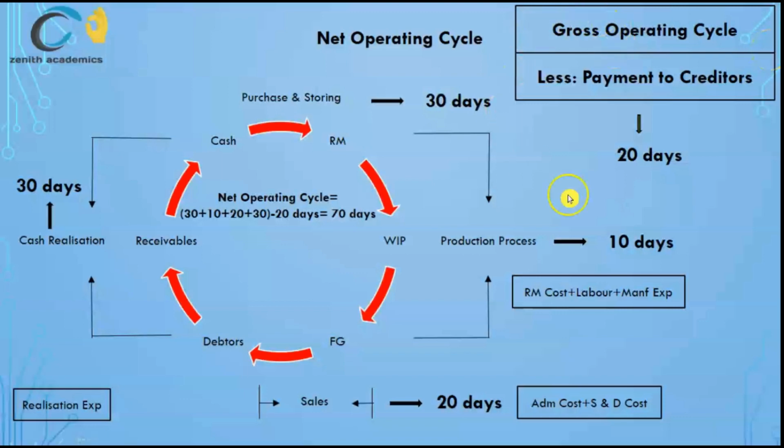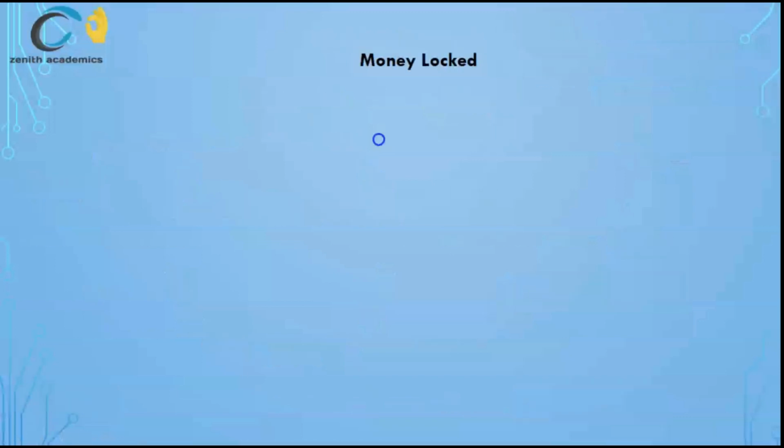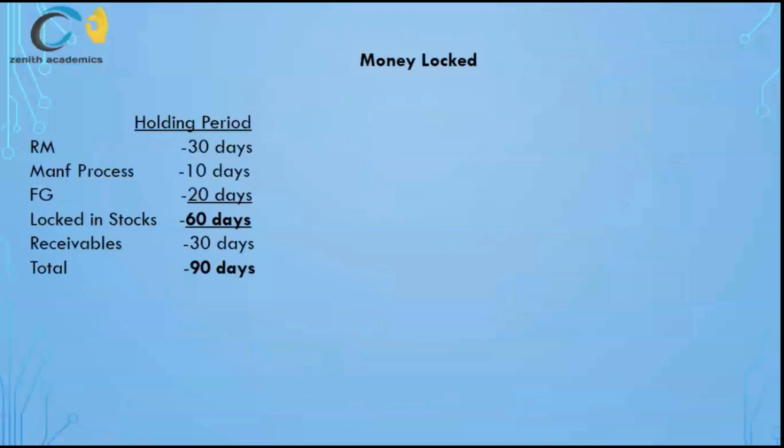Now, let's understand the money that is locked up in the operating cycle. You will appreciate that the firm must have sufficient working capital to tide over the period during which the money is locked up. The money that is locked up would be realized only after the cash to cash cycle is complete or only after the money is finally realized from the debtors or the receivables. If you recollect that the time taken or the total holding period of the operating cycle is 90 days, right? Like purchase of raw material takes 30 days, the manufacturing process takes 10 days, the finished goods are stored and takes 20 days to sell.